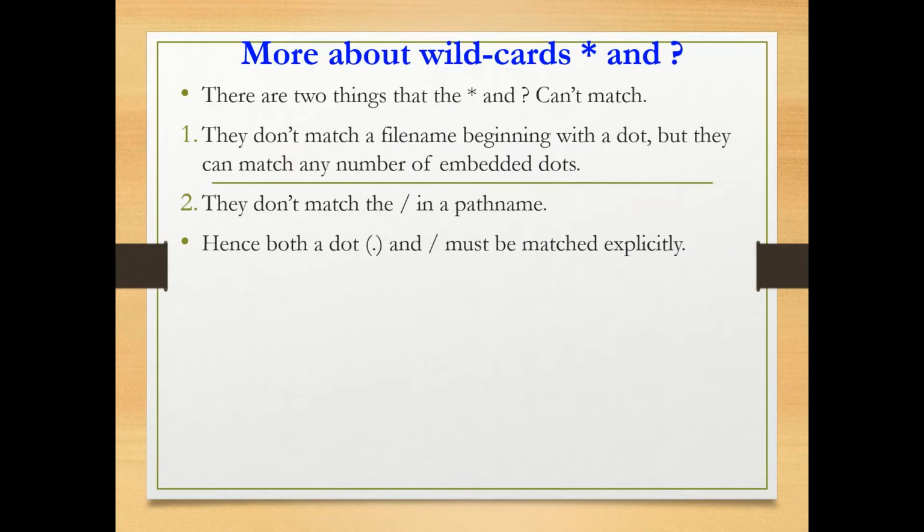Here in this slide we are discussing some more meaning about the wildcards star and question mark. There are two things that star and question mark cannot match. They do not match a file name beginning with a dot, but they can match any number of embedded dots. They do not match the slash in the path name. Hence, both dot and slash must be matched explicitly.